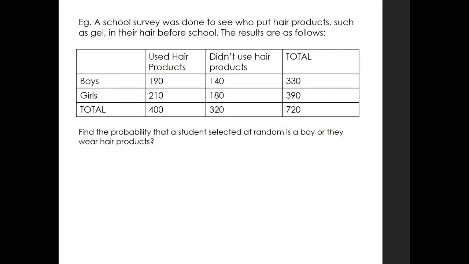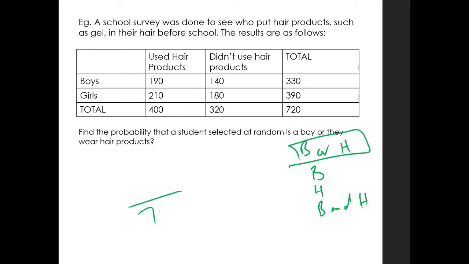Okay, so this is the or probability, right? Is a boy or they wear hair products. You should include anything that has the word boy in it. Doesn't matter what it has other than boy. If it has the word boy, you should include it, or if it has hair products. If it has both, that's great. We only needed one or the other, right? Now, an or probability, again, it's not conditional, so it's out of 720.